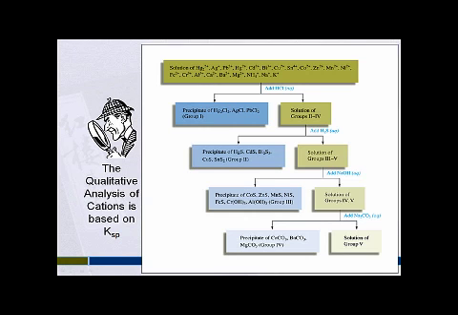Now, Ksps, in fact, are very useful, because qualitative analysis of cations is based on Ksp values. And this is a typical qualitative analysis scheme, or qual scheme, where you add reagents sequentially, and based on whether or not something precipitates, you can actually identify an ion.